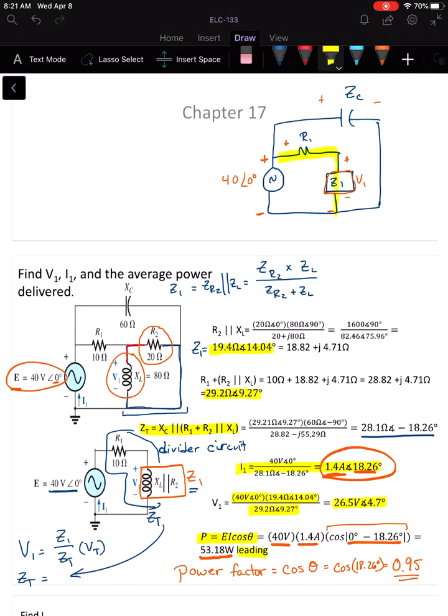Leading just means that our current is leading our voltage, and if you notice, when we calculated our current, we found that it has a phase shift of 18.26. That's a positive phase shift to the left, and our phase shift for our voltage was 0. So the current is leading the voltage, and that's why we have a leading power factor here. So we would need to note that that's a leading power factor.